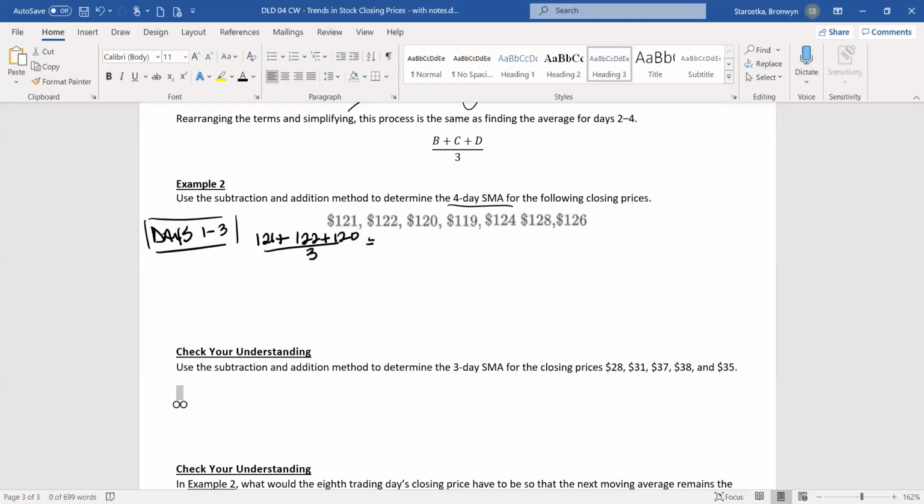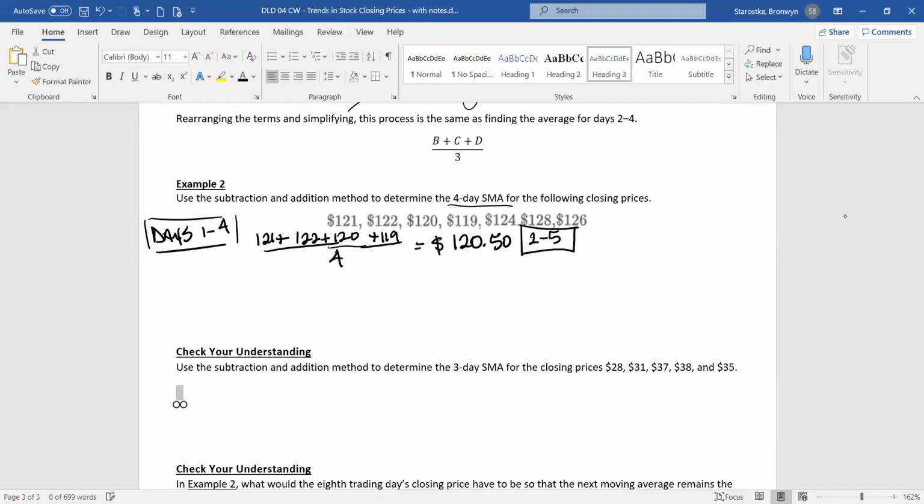Let me erase that. I got carried away. Plus 119. And that's all over 4. That's going to be days 1 through 4. All right, so when we put that into our magic calculator, we're going to get an average of 120 and 50 cents. So now we want to look at days 2 through 5.